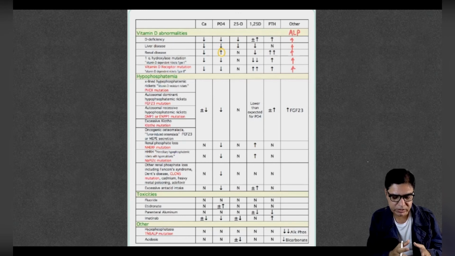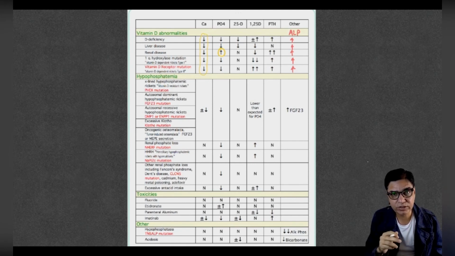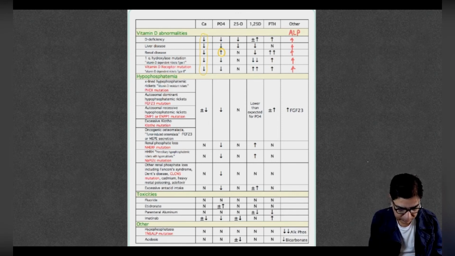So when you combine the first line and the second line together, you can make a diagnosis. For example, in most of the vitamin D abnormalities, you would see that the calcium is basically low. It might be normal to begin with, but then eventually it would go down. Phosphates would always be low, except in chronic renal failure. In chronic renal failure, the phosphate would be high. That's the only condition where you would find a high phosphate and a low calcium, that is chronic renal failure. So if you always find a high phosphate, remember, think of chronic renal failure.